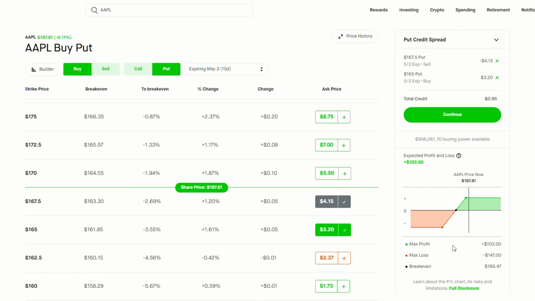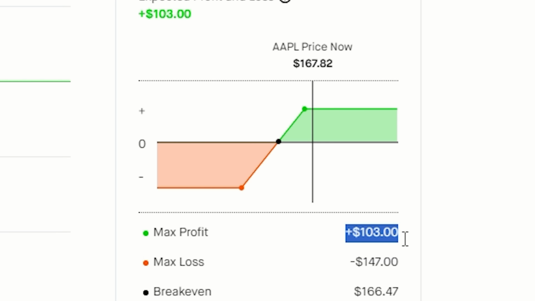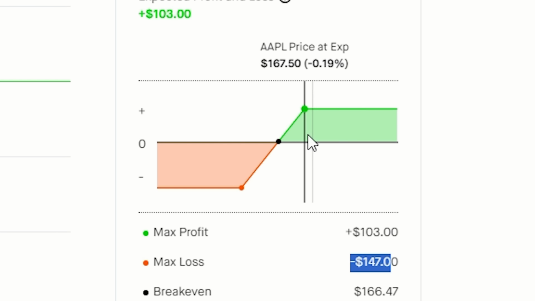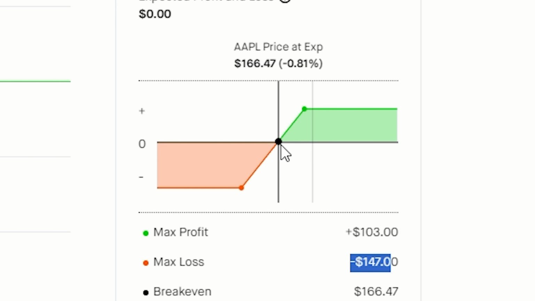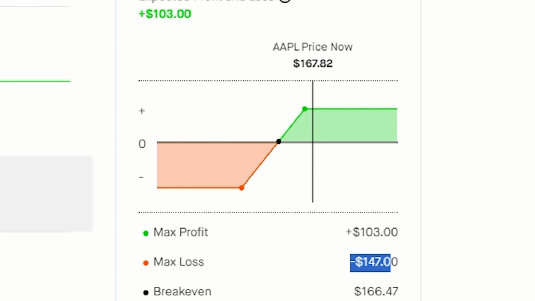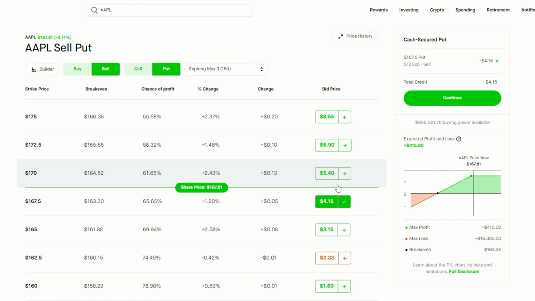So for example, right here, you will see that the max profit is $103 and you're risking $147. But the chances of loss here are just a little bit too high. As you can see, the break even is right here at 166.47, which is okay. I mean, this is not a bad trade by no means. But what I would do instead is I would just go a little bit out of the money.